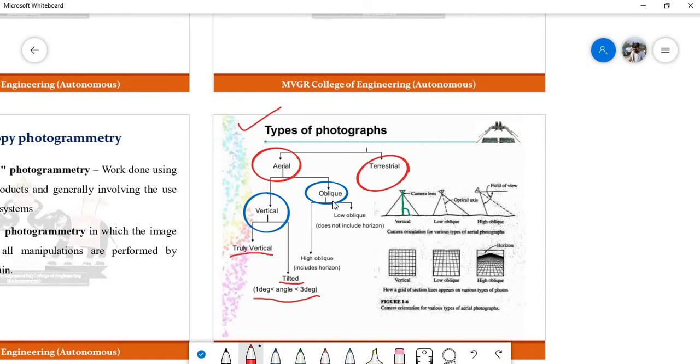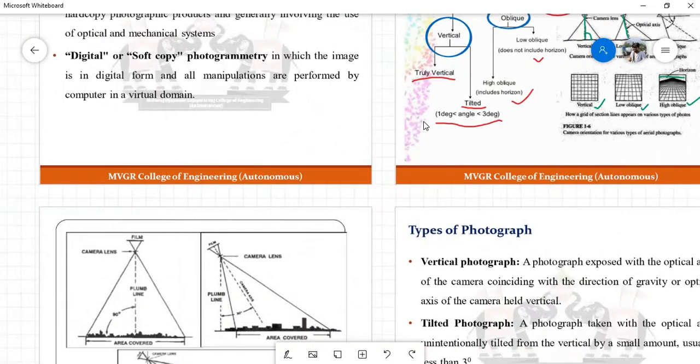If you see the kinds of oblique photographs, high oblique, low oblique. If you want to know the differences, let's look at this diagram. High oblique, the angle is somewhat higher than tilted photographs, but high oblique angle is very high, so that you will see the horizontal line called horizon. So this is how the photograph will come in high oblique, this is how the photograph comes in low oblique, but this is vertical photograph. These things we have discussed in our class also.